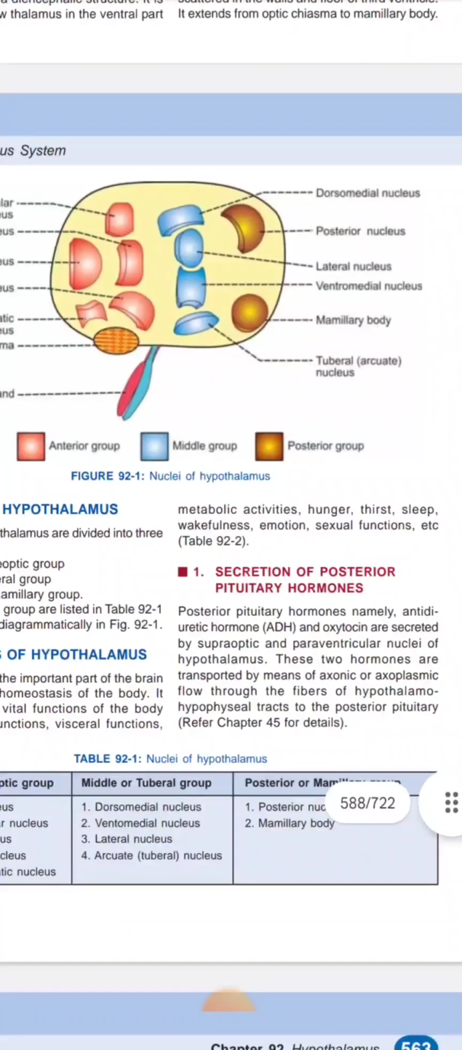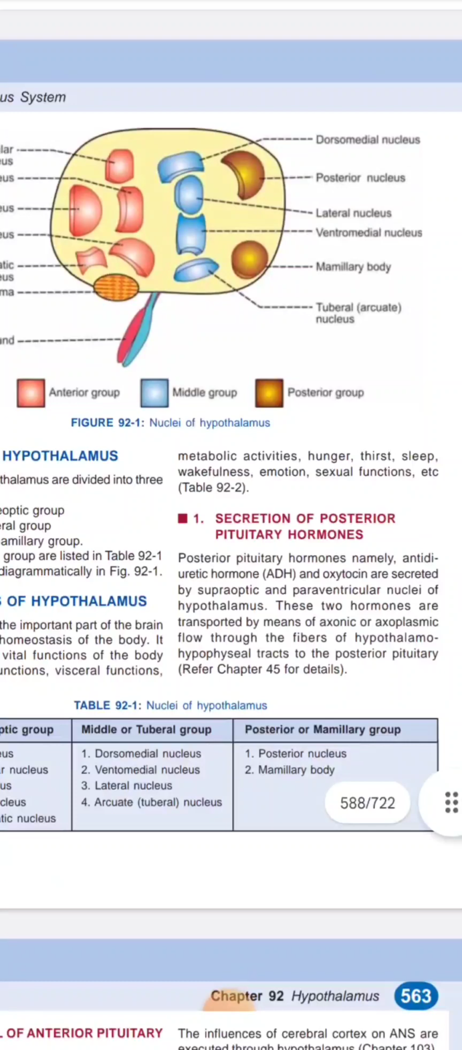See here, first one, secretion of posterior pituitary hormones. Mainly hypothalamus secretes ADH and oxytocin by supraoptic and paraventricular nuclei of hypothalamus. These two hormones, after being secreted by hypothalamus, reach the posterior pituitary through the hypothalamo-hypophyseal tract.